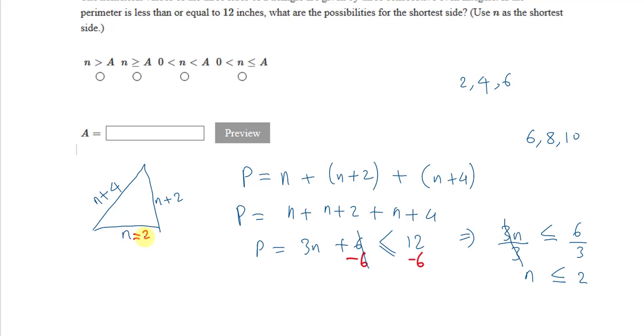So if this is 2, then 2 added to 2, this side should be 4. And then this side, 2 plus 4, so it should be 6. So again, we have 2, 4, 6 are the 3 numerical values of the sides.